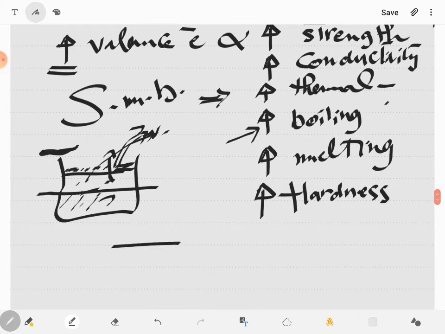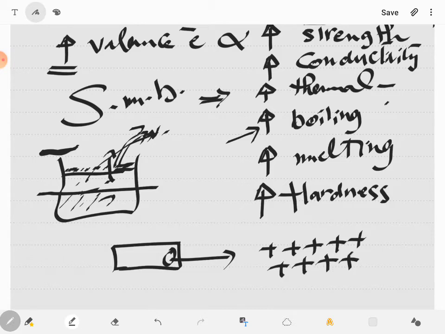What about metal? One metal here. And as we know, if we focus on one area, we make it like this, like before. And here is a cloud of electrons around, creating what? Metallic bond.